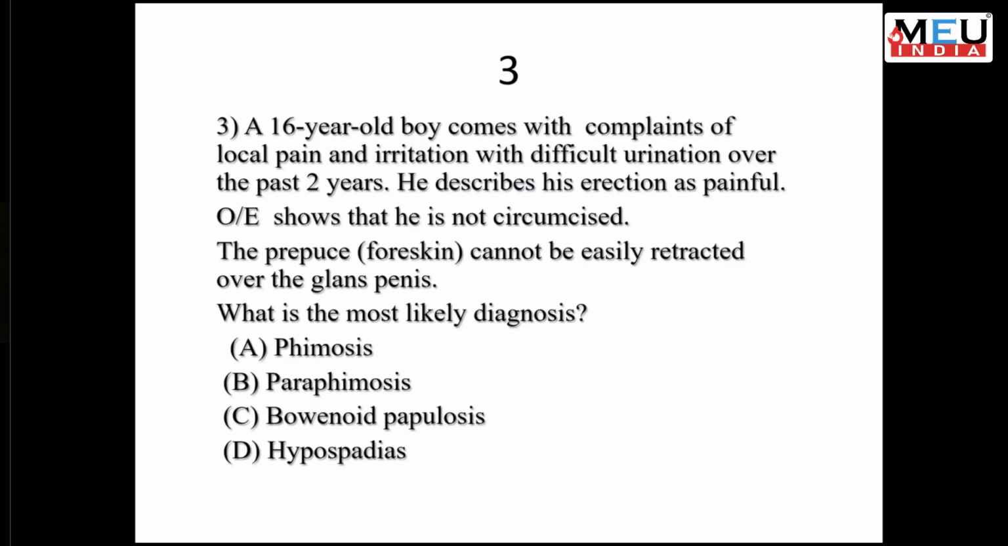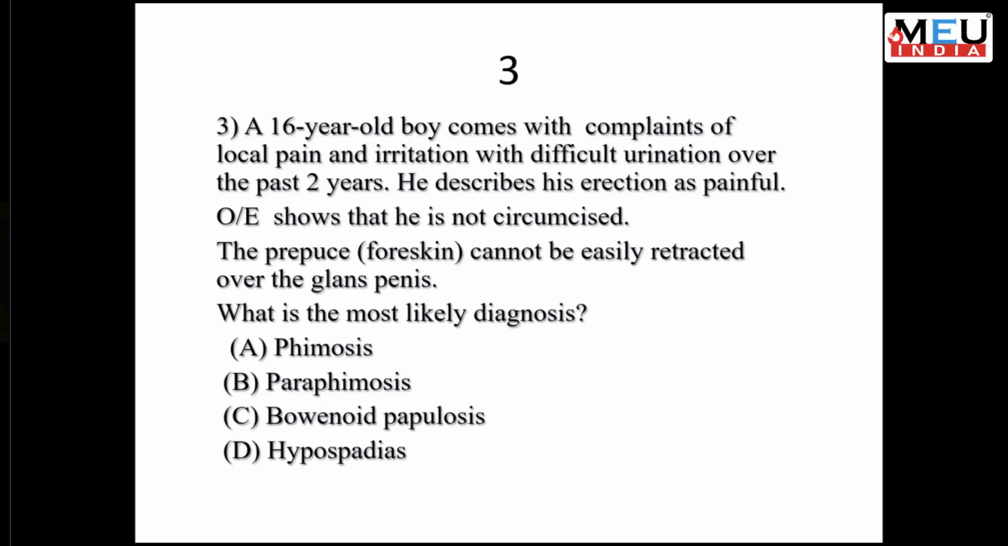Case number three. A 16-year-old boy comes with complaints of local pain and irritation with difficulty in urination over the past 2 years. He describes his erection as painful. On examination, he is not circumcised and the profuse foreskin cannot be easily retracted over the glans penis. What is the most likely diagnosis? Phimosis, paraphimosis, balanitis xerotica obliterans, hypospadias.